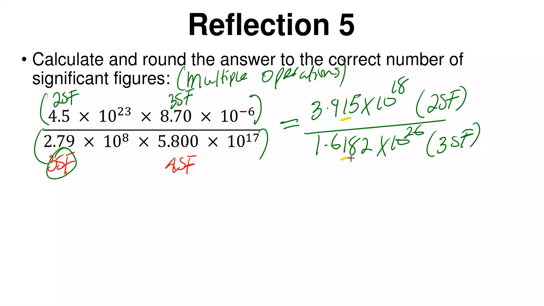So now, if you are dividing 3.9 times 10 to the 18, divided by 1.6182 times 10 to the 26, with exponential 26, you have 2 sig figs and 3 sig figs. What it means is that the final answer should be in what? It should be in 2 sig figs, the one with the least number, which is on the top, the 2 sig figs.